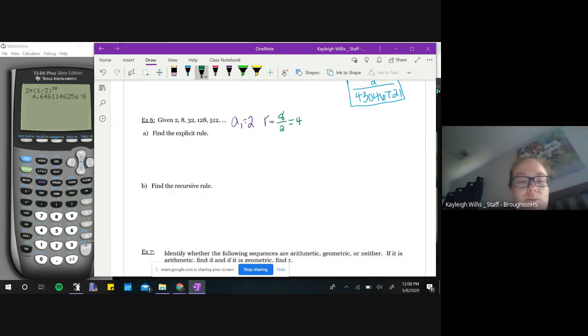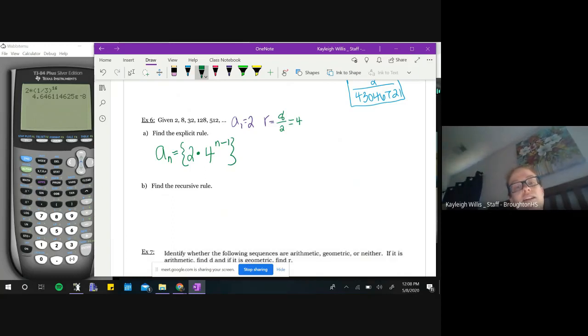So my explicit rule is just plugging in without any numbers. So it's a sub n, without any n's, there are numbers. A sub n equals, I'm going to use my little bracket, 2 times my common ratio, which is 4 raised to the n minus 1. And that is the explicit rule. That's the rule I can do if I want to find any term.